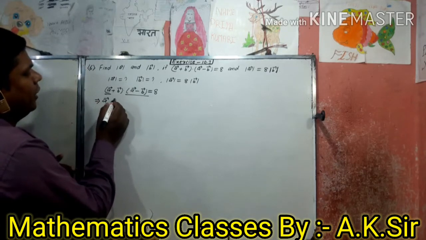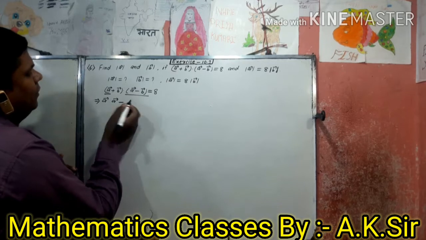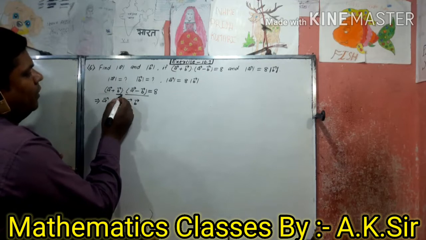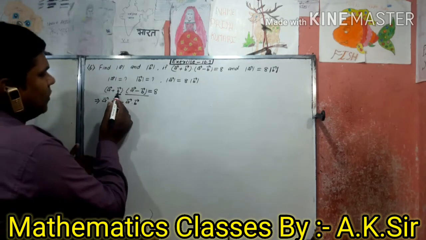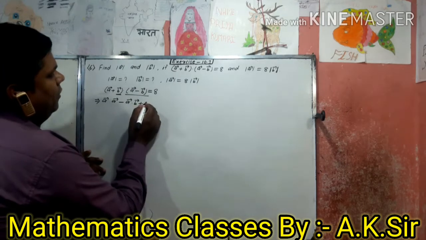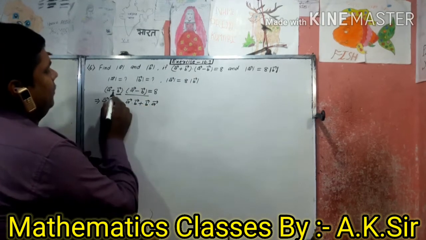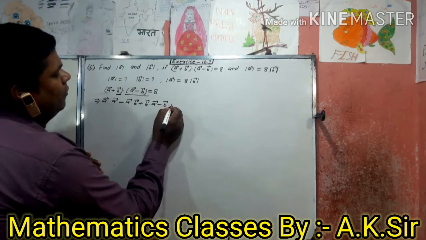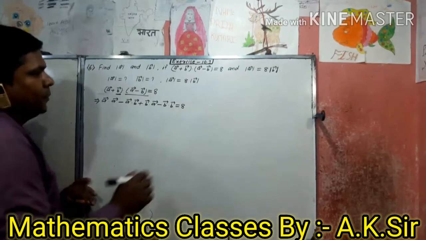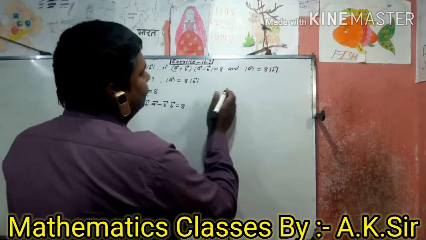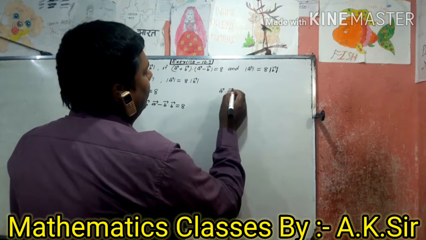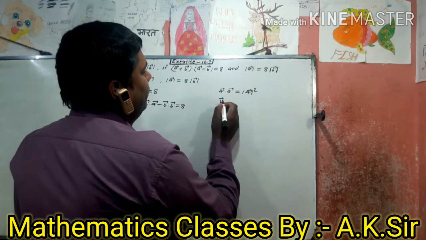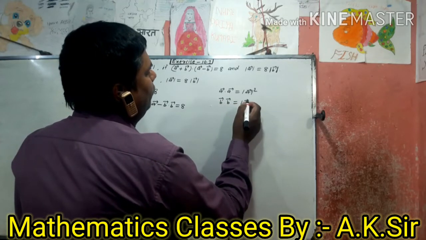a vector dot a vector minus a vector dot b vector plus b vector dot a vector minus b vector dot b vector is equal to 8. We have read a vector dot a vector is equal to magnitude of a square, so b vector dot b vector is equal to magnitude of b square.